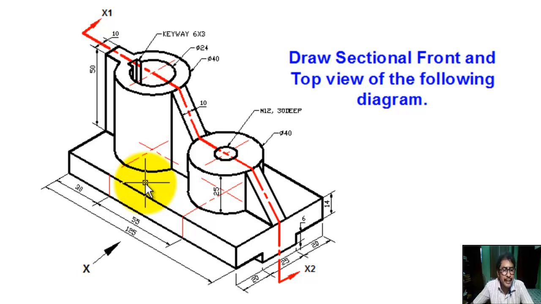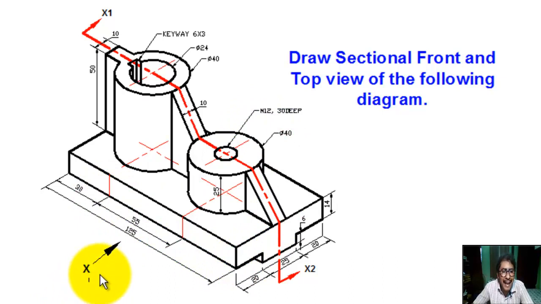Hello student, this is the isometric view of an object. We draw the sectional front view and top view of the following isometric view.